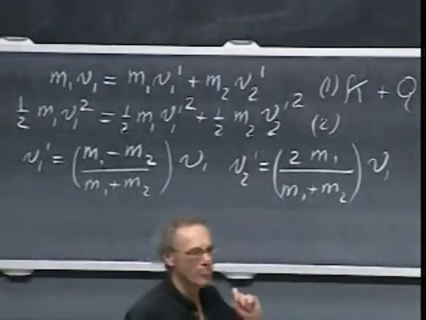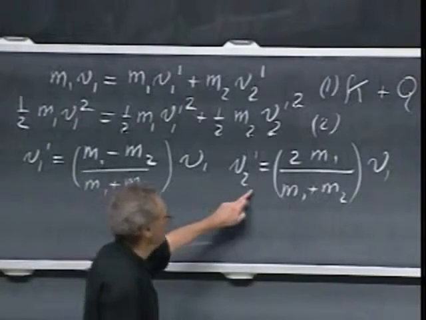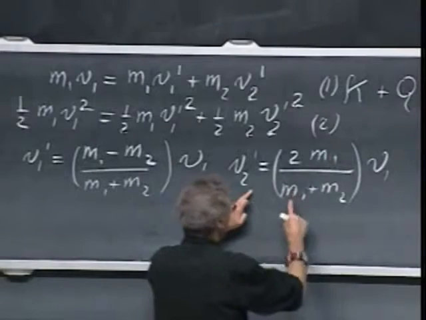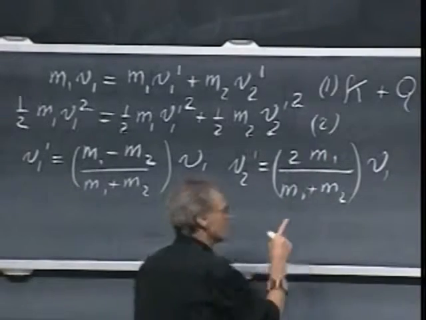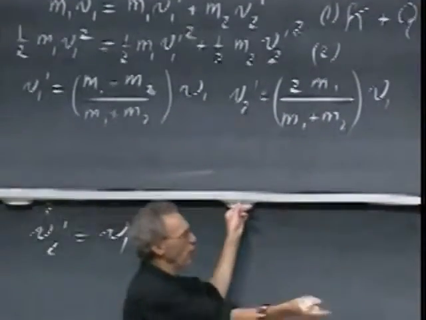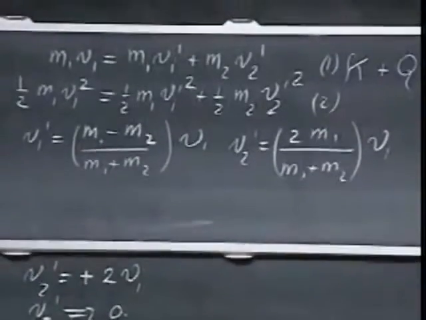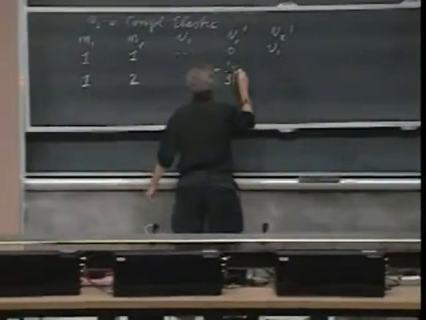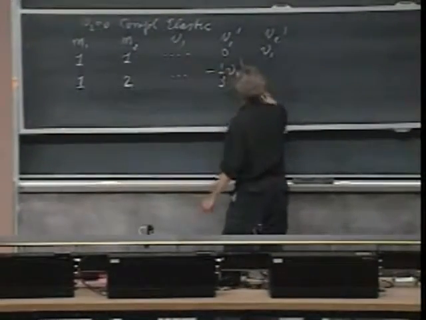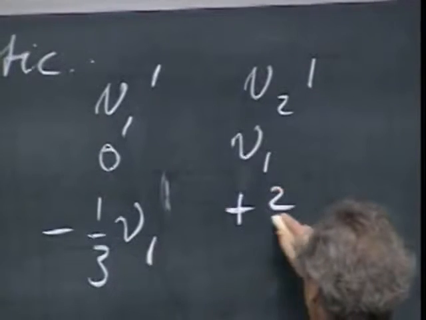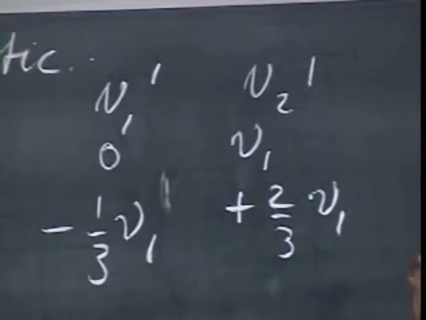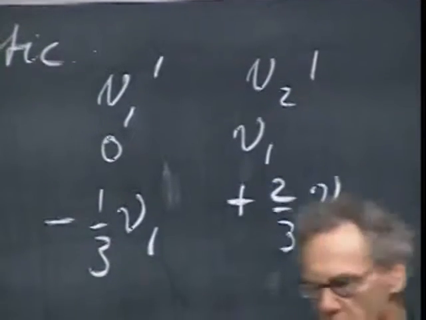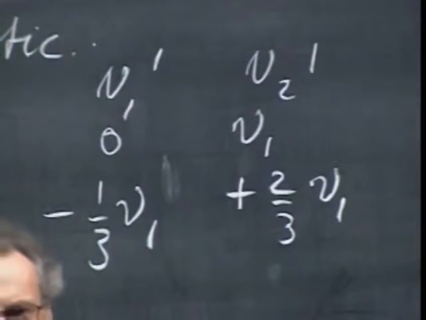So that's minus 1/3. And when we look here, we have 2 times 1 divided by 1 plus 2 is 3. That is plus 2/3. So number 1 will come back with a speed 1/3, which of course, since this is sign sensitive, we get minus 1/3 v1, and this one is plus 2/3 v1. That's the prediction.